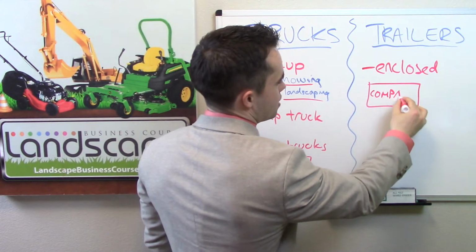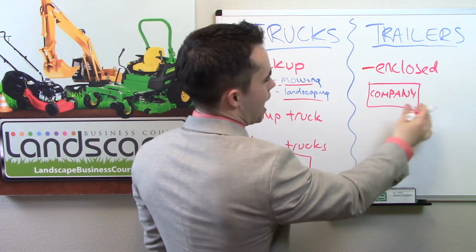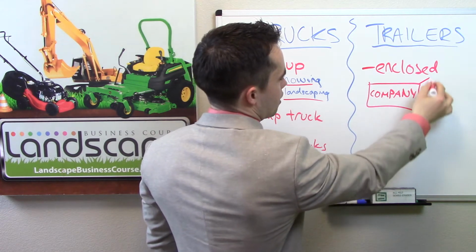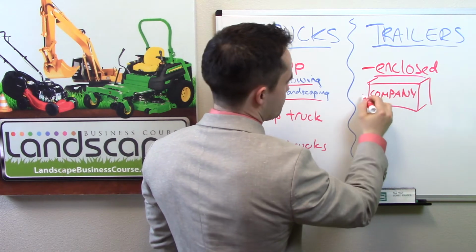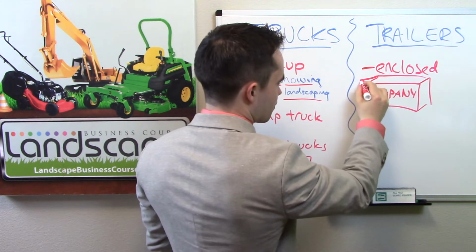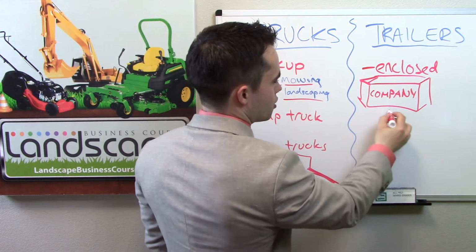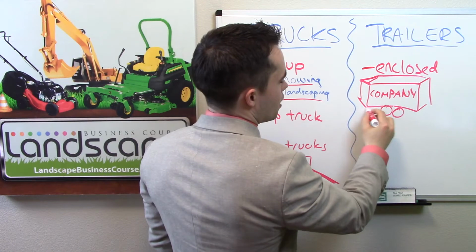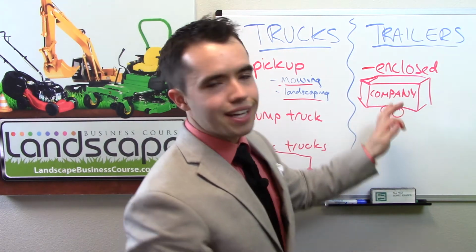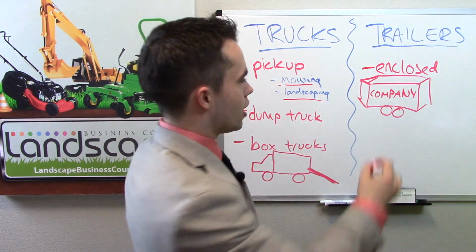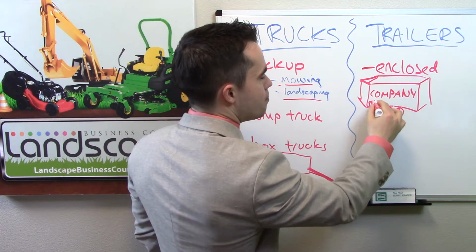So if this is the side of an enclosed trailer here, and this is the front, maybe, and this is the trailer going down the road, your brand name can be on the side. You can have your phone number. It's just a massive billboard.